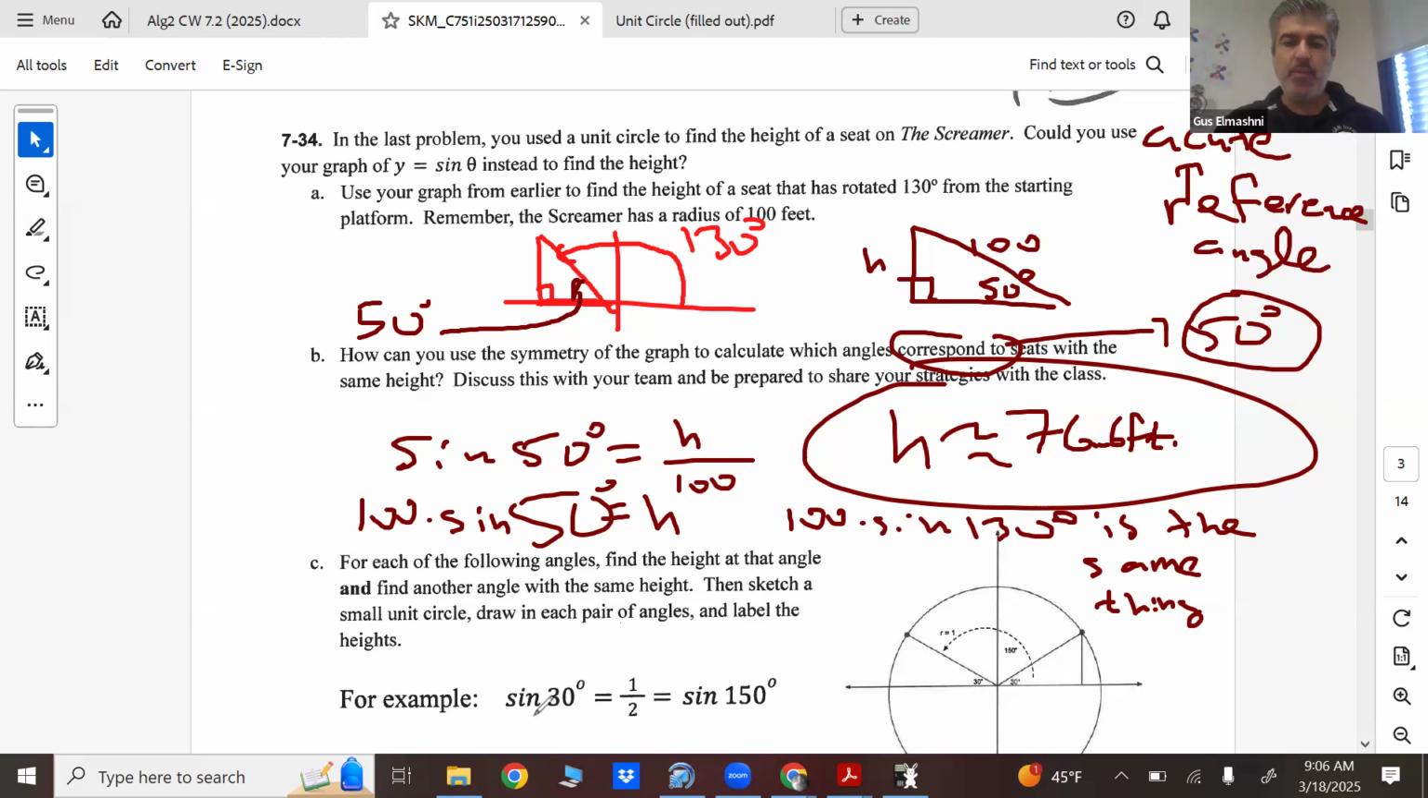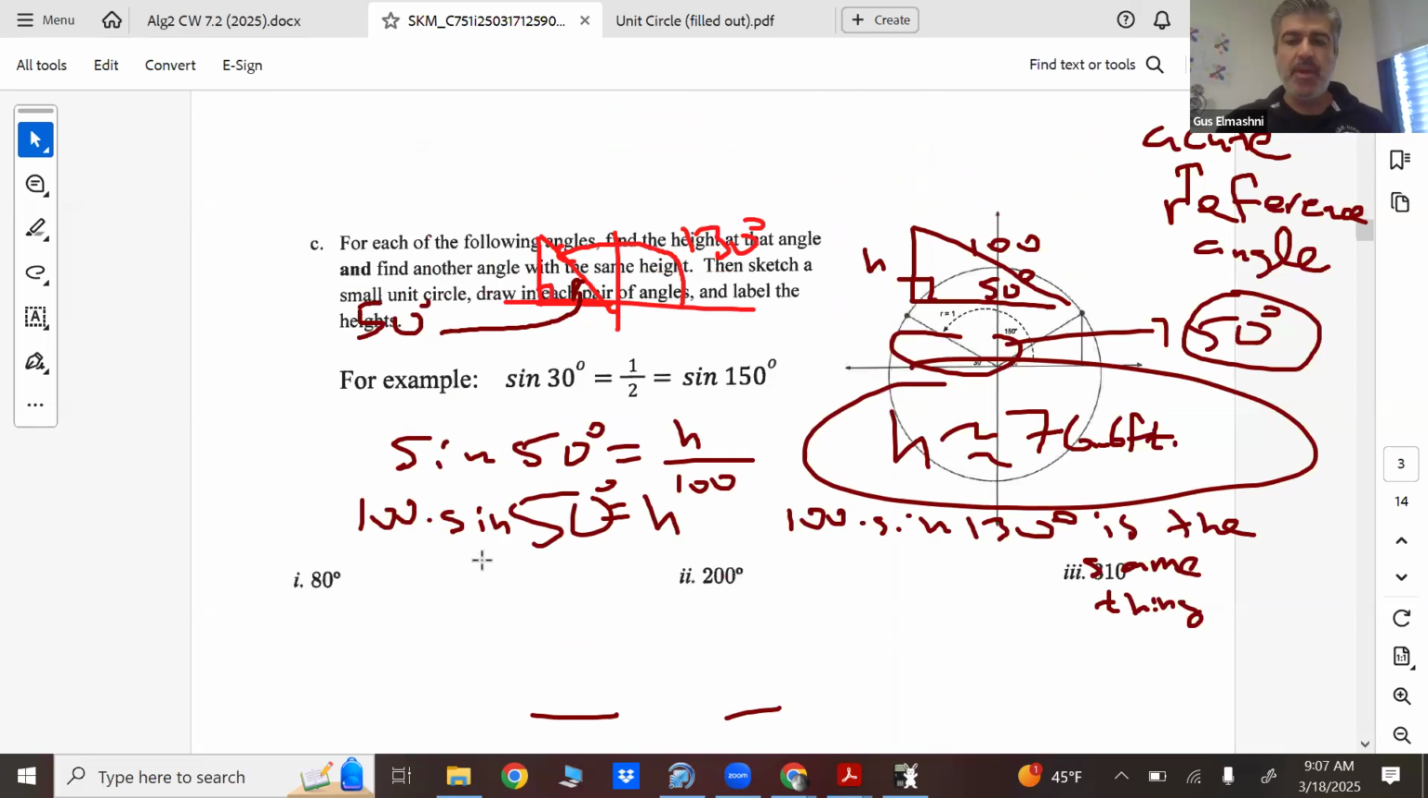And we see that between 30 and 150, by the way. If you look at 30 and 150, don't 30 and 150 add up to 180, right? So as long as the two angles add up to 180, the sine values will be the same. Like sine of 110 equals sine of 70 degrees. So that should be pretty straightforward.